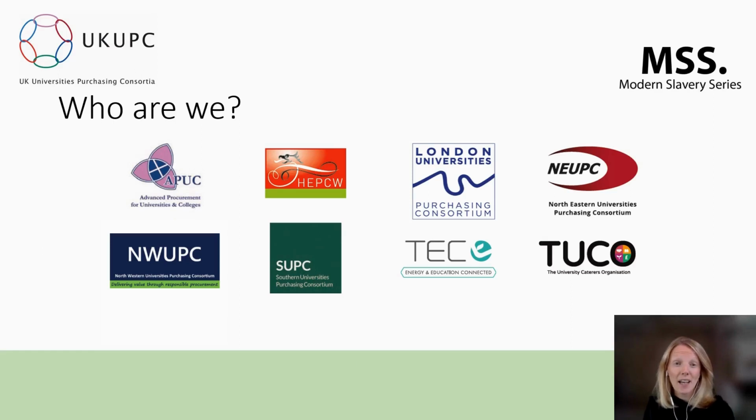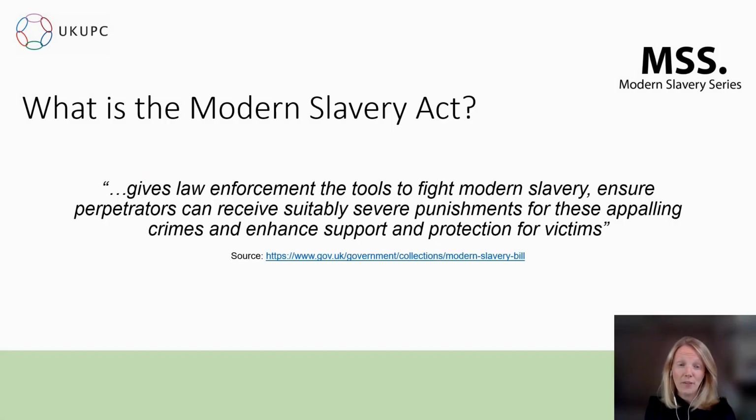You can see on the slide the 8 consortia that work in partnership as UK UPC to establish routes for higher education and further education bodies to purchase goods and services. First things first, what is the Modern Slavery Act? It's an act of the UK Parliament which came into force in 2015.